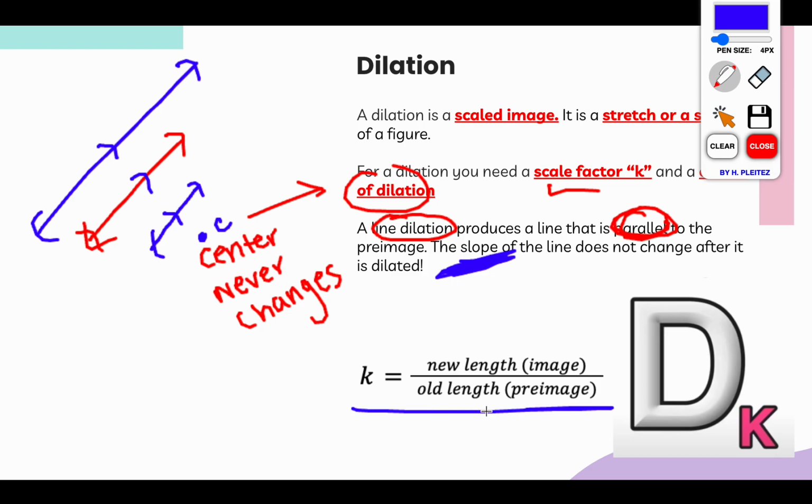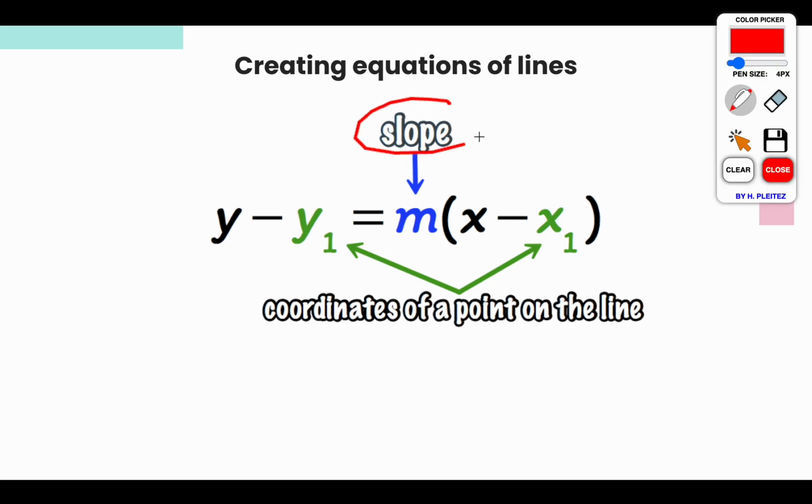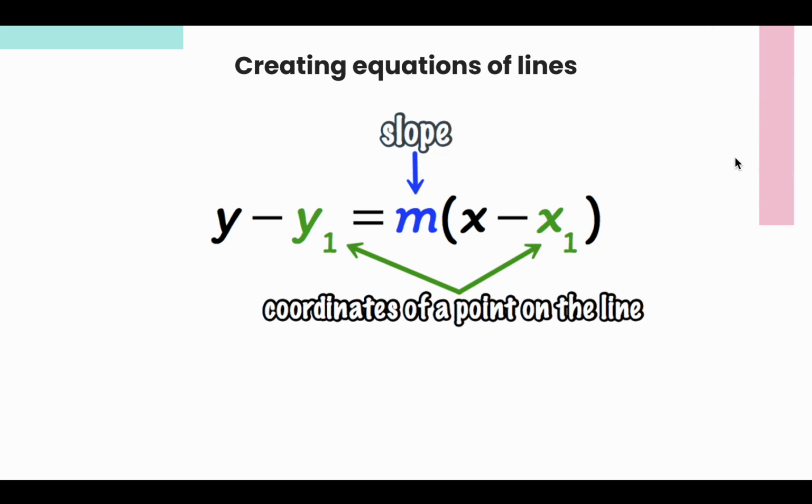So remember our formula for our scale factor, and then this is dilation notation. In this lesson, we're going to be dilating these lines and coming up with equations of the images. What we recommend to do for equations of lines is remember this point slope form: y minus y1 equals m times x minus x1, where m is our slope. So that's the first thing that we need when creating the equation of a line. And the second thing that we need is a point on the line. In this case, that's going to be our x1 and our y1.